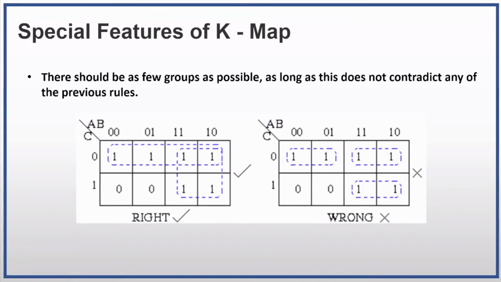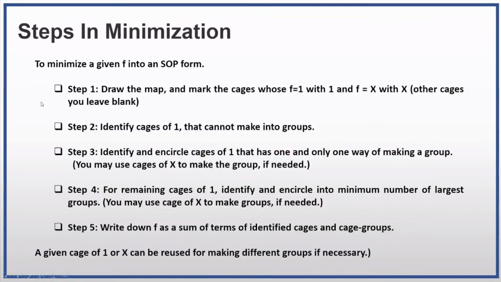Okay, let's continue. So there can be a few groups, and they can overlap. But all these groups should follow the rules that we have discussed earlier. Okay. Now let's move on to the steps in minimization. So I have mentioned these steps.